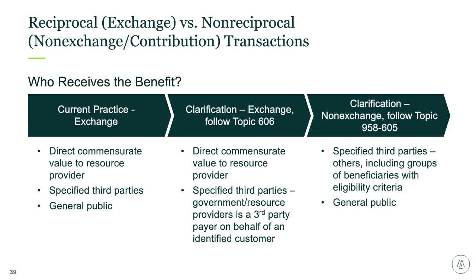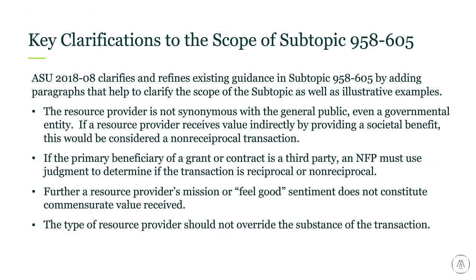For exchange transactions, entities will need to follow the new revenue recognition standard, ASU 2014-09. ASU 2014-09 clarified that non-exchange transactions will follow contribution accounting under Topic 958-605. Now, with ASU 2018-08, Topic 958 was further clarified. It adds paragraphs that help to clarify the scope of the subtopic as well as illustrative examples.